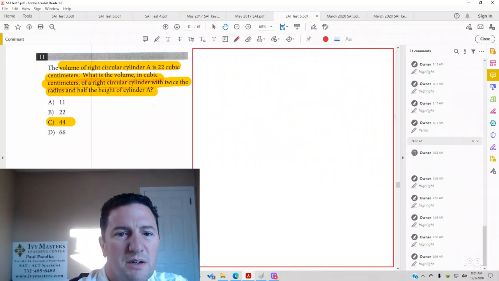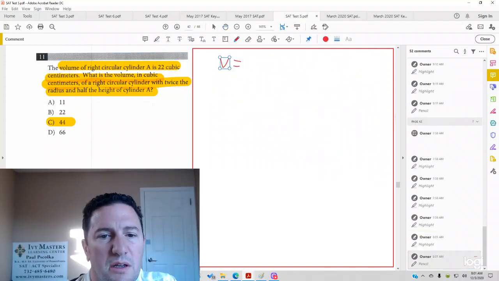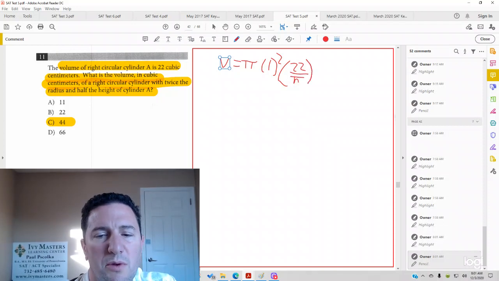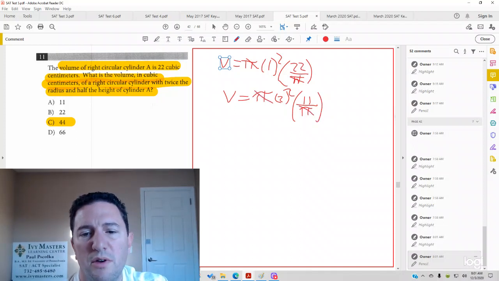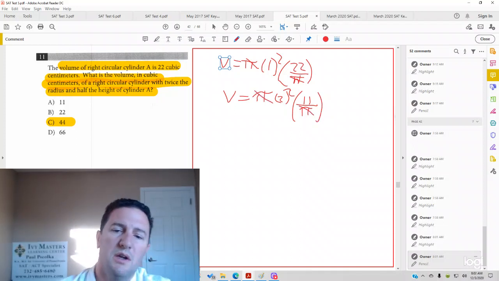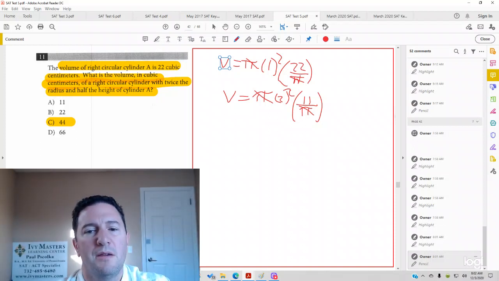And why did I completely ignore that the volume was 22 in the original? Because you'd have to pick very specific numbers. Volume equals pi, you'd have to do something like times 1 squared times 22 over pi. So your radius would be 1, your height would be 22 over pi. Notice the pi's cancel, 1 squared is 1, and your volume is 22. And then if you doubled the radius, it would be 2 squared, and halve the height, it would be 11 over pi. And then again, your pi's cancel, 2 squared is 4, 4 times 11 is 44, and you get it that way.